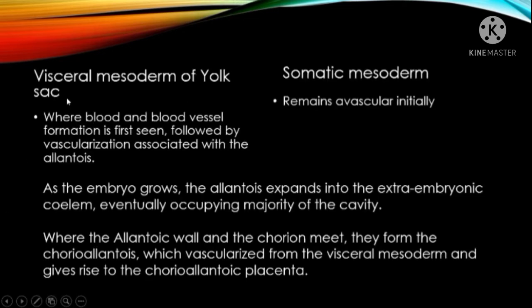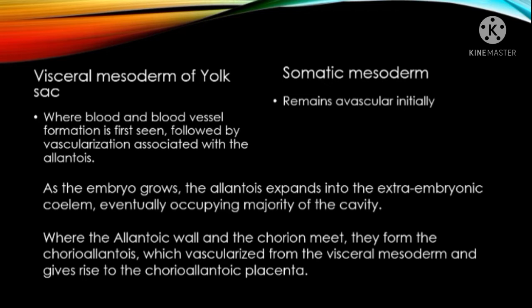The visceral mesoderm of the yolk sac is where blood and blood vessel formation is first seen. This is followed by the vascularization associated with the allantois. The somatic mesoderm, however, remains avascular initially. As the embryo grows, the allantois expands into the extraembryonic coelom, eventually occupying the majority of the cavity.